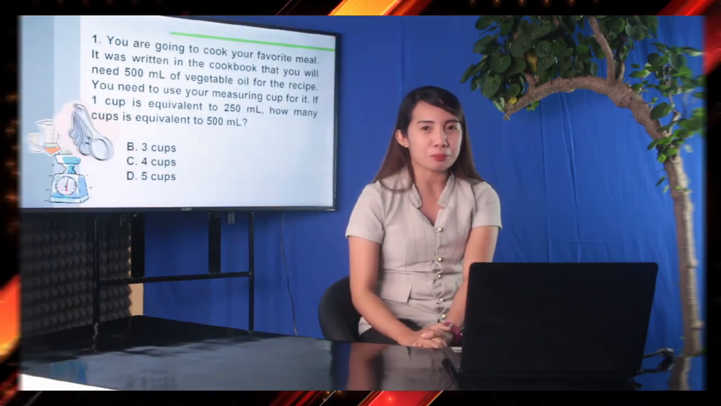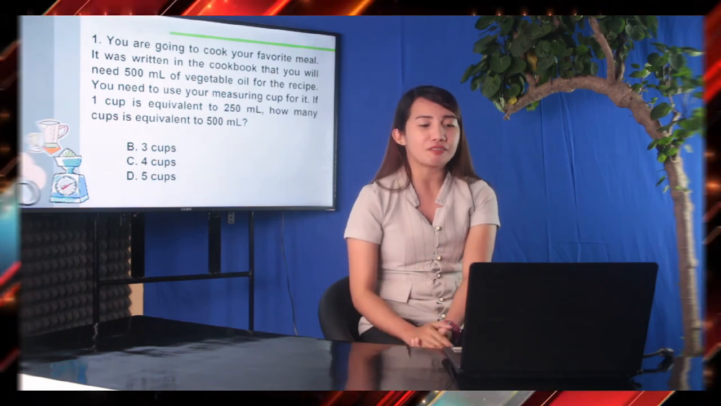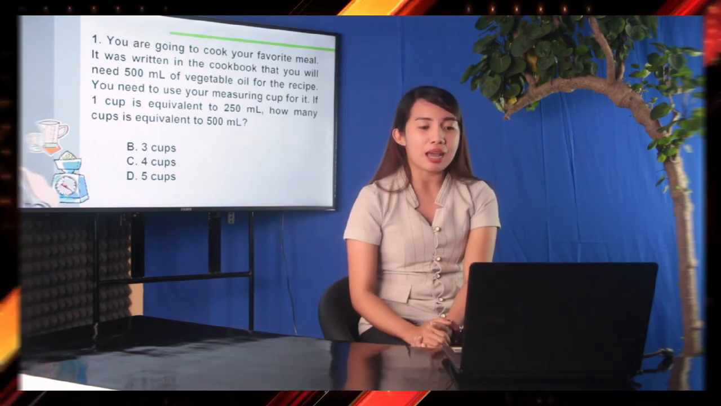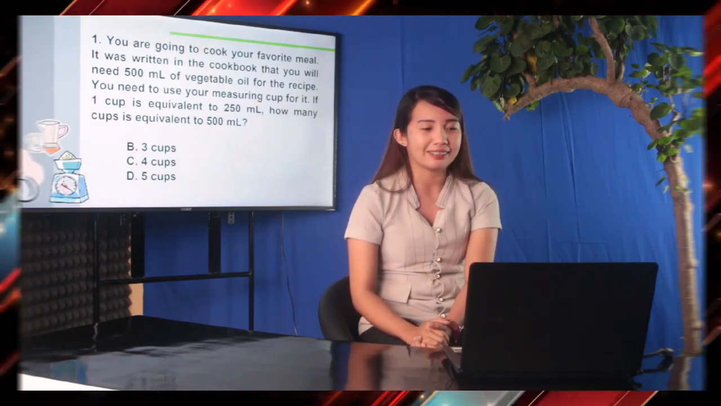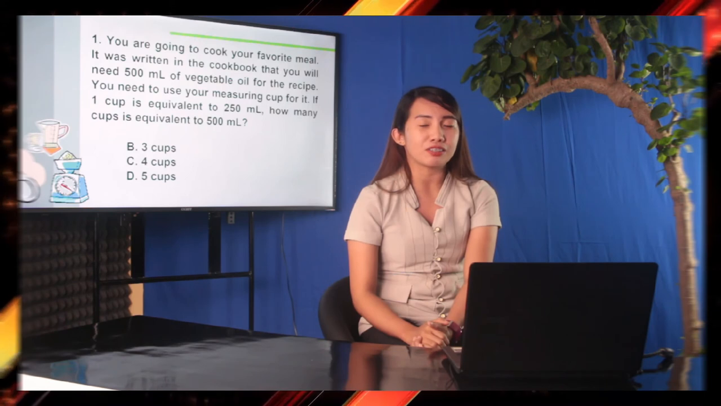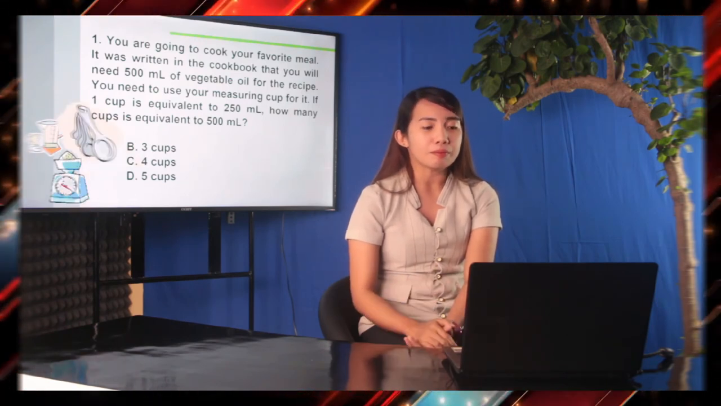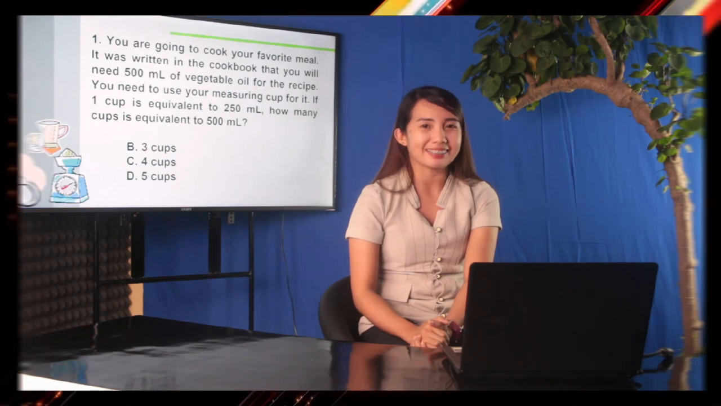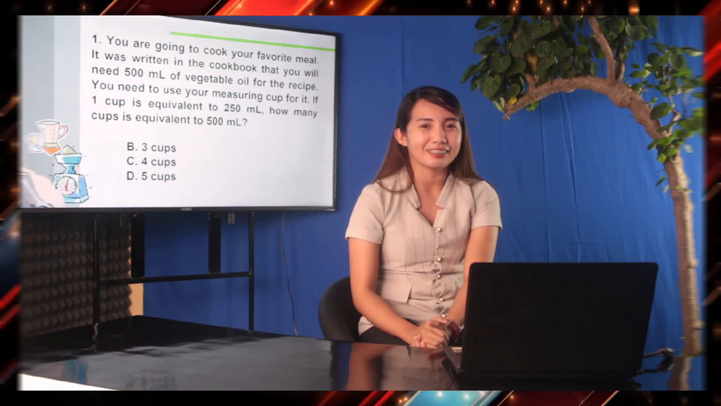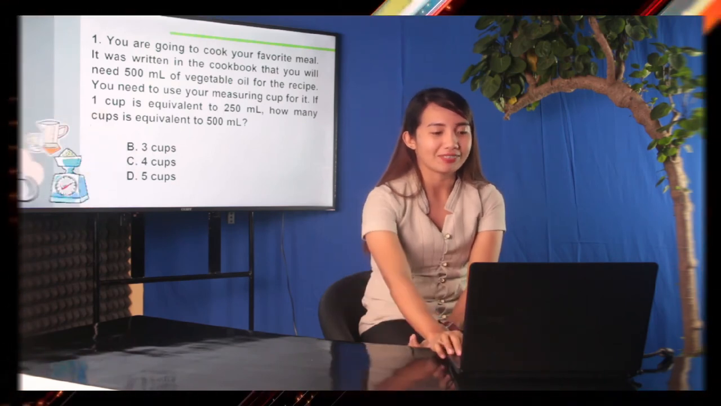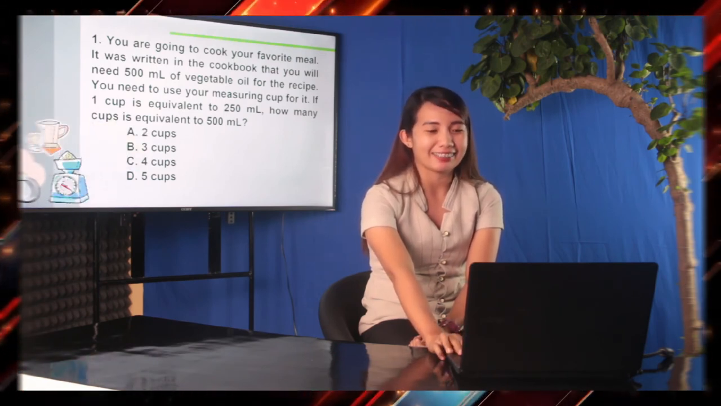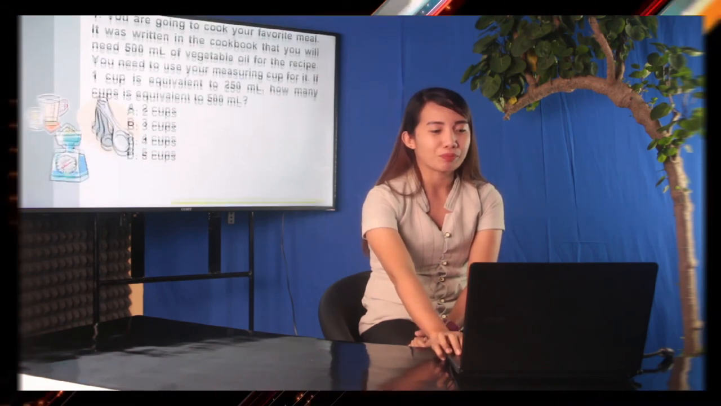So, question for number one. You are going to cook your favorite meal. It was written in the cookbook that you will need 500 ml of vegetable oil for the recipe. You need to use your measuring cup for it. If one cup is equivalent to 250 ml, how many cups is equivalent to 500 ml? The answer is 2 cups, or letter A. You got it? Now, for number 2.